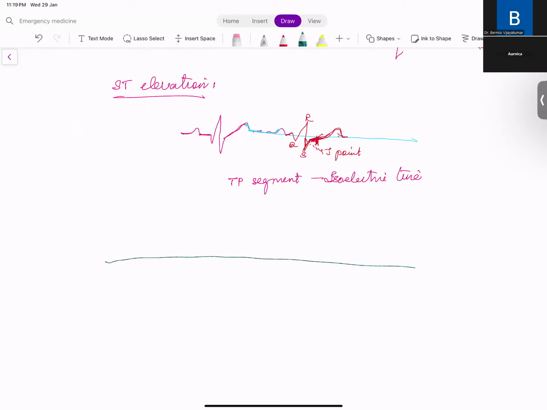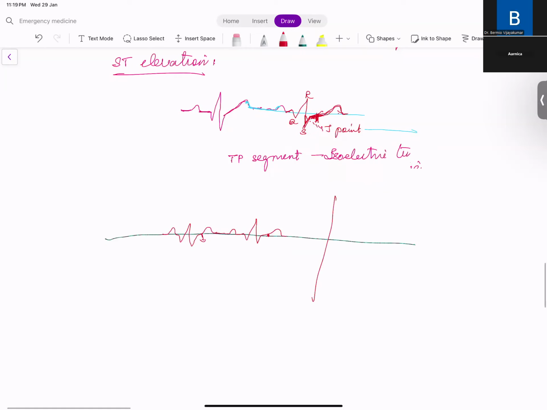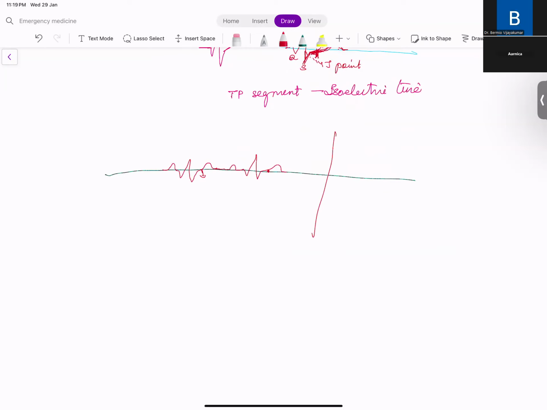Assume that this is the isoelectric line. P wave, QRS. So you can see that the J point is on the isoelectric line. It is not above that. Okay, so T wave, this is the P, Q. Here also just a small elevation is there. So when do you say there is elevation? 1 millimeter after the J point, above the isoelectric line, you have to measure how much elevation is there.